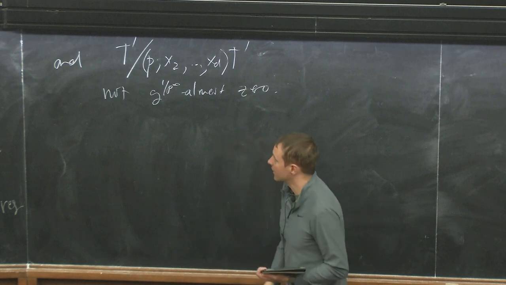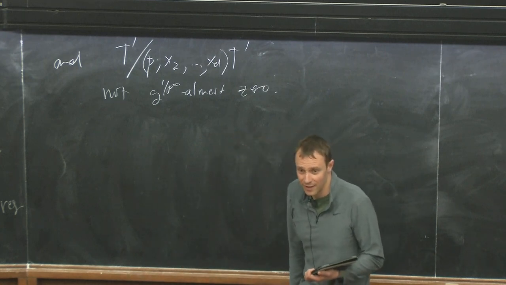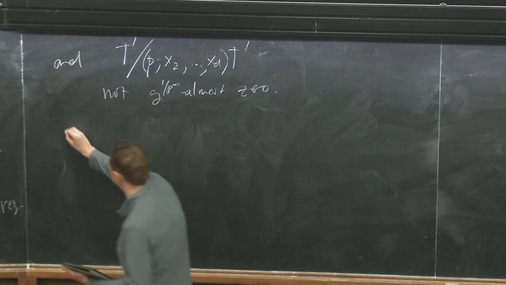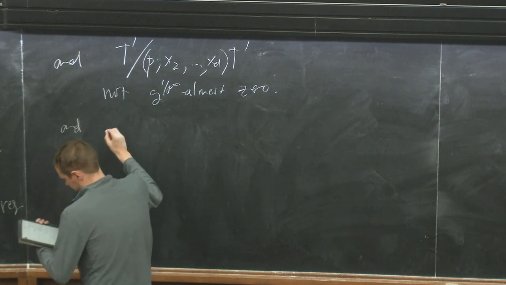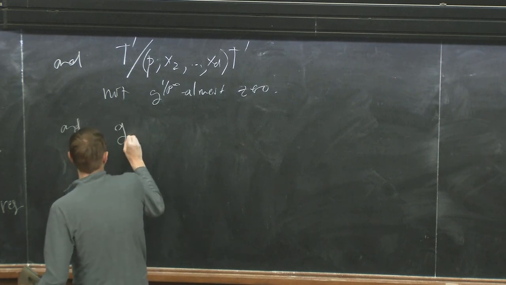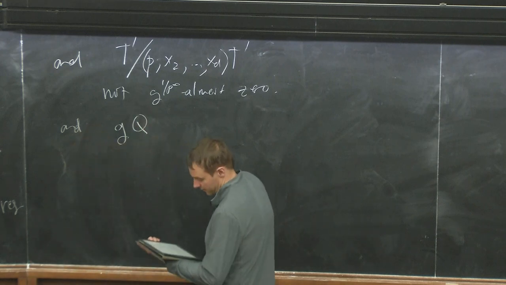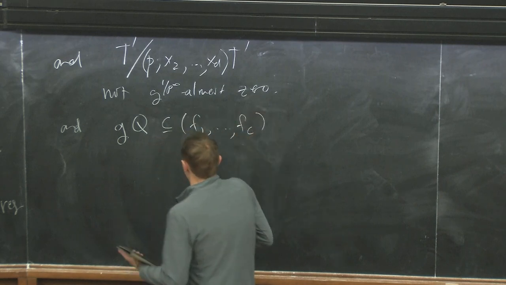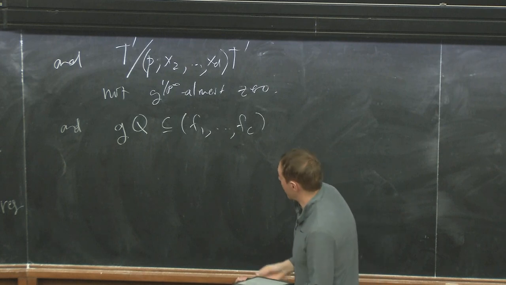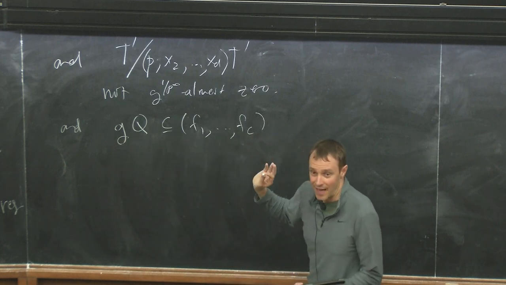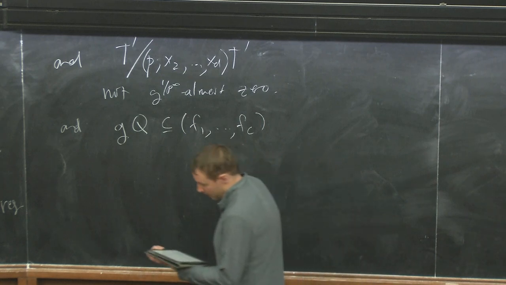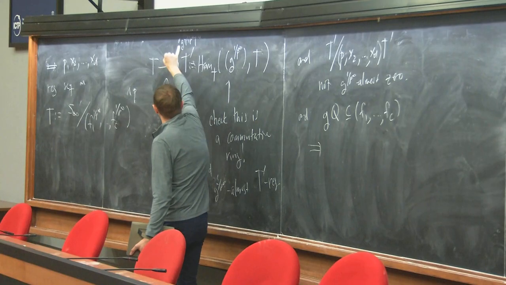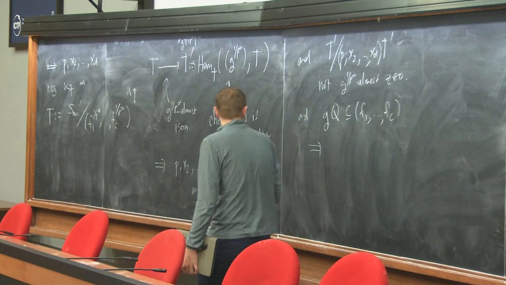Right, so that quotient is not almost zero. I didn't just multiply and kill everything. And well, our choice of G was such that G Q was contained in F1 up to FC. But now I'm in a situation where both G and all the Fs have roots. So you can check that this, again, is in some perspective multiplying by G to the minus 1 over P to the infinity.